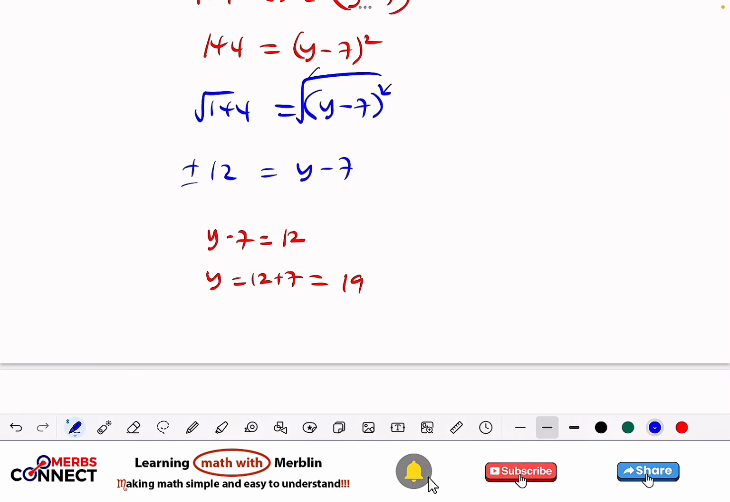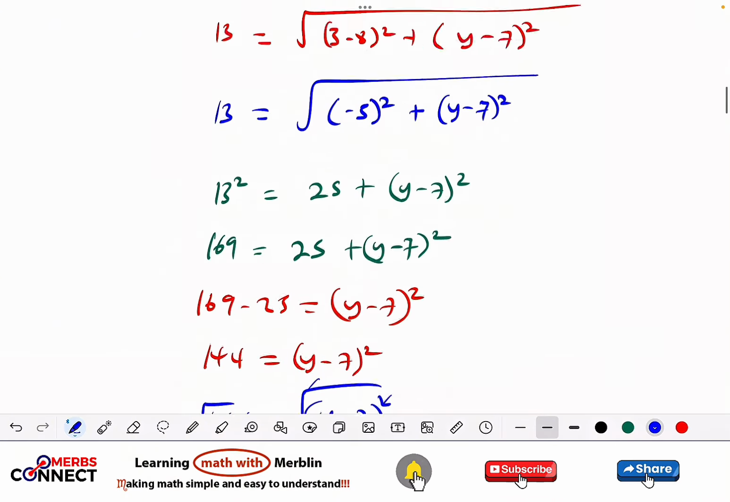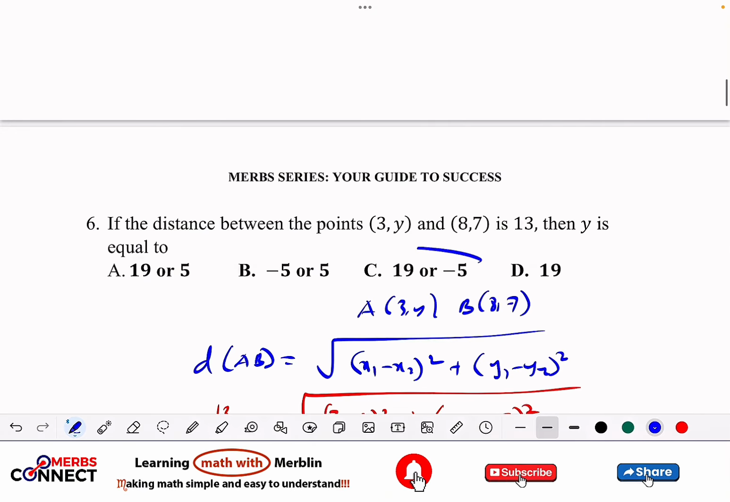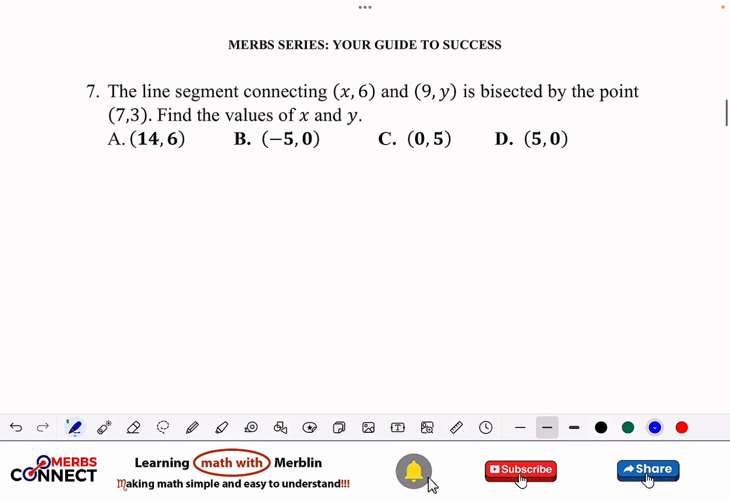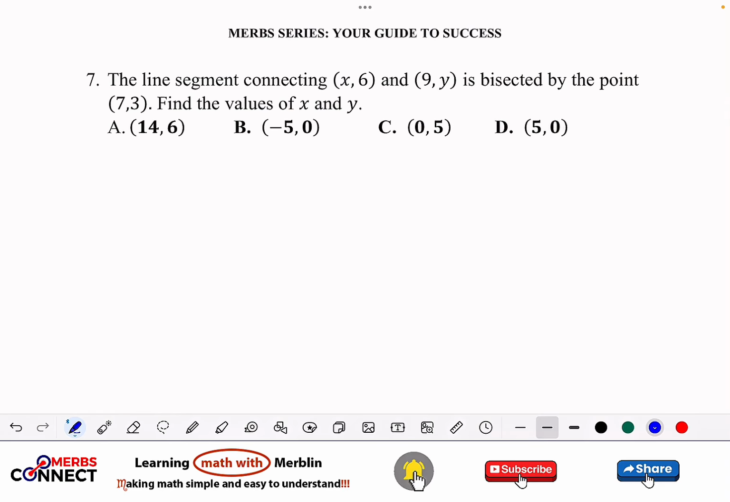Then y minus 7 is equal to minus 12, and y is equal to minus 12 plus 7. This is going to give us minus 5. So the answer here should be minus 5 and 19. That's what you are going to get from this. They are pretty straightforward. All you need to do is solve more examples, and then you'll be good to go.